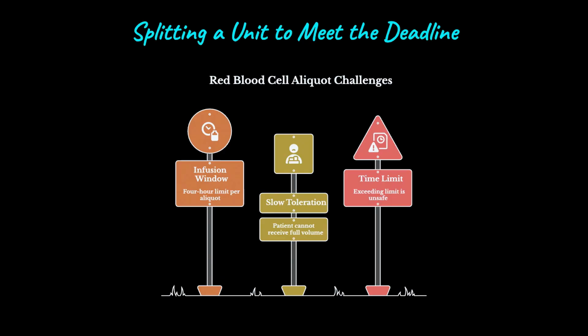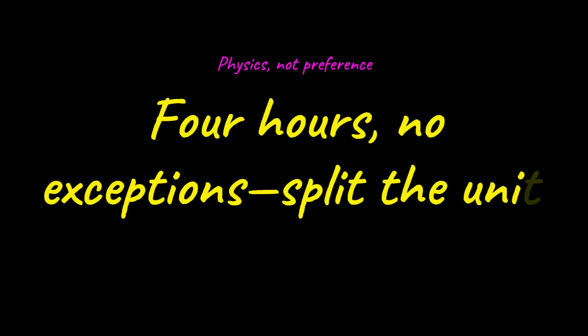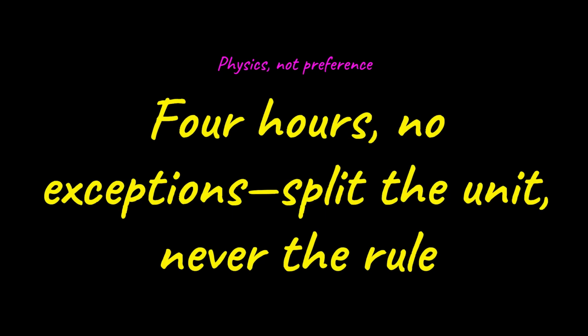When a fragile patient can only tolerate a slow infusion rate, the nurse never extends the unit past 4 hours. Instead, the blood bank splits the unit into smaller aliquots, so each portion can safely finish within its own 4-hour window. The 4-hour ceiling applies broadly across transfusion because it's rooted in bacterial growth physics, not patient tolerance. If the patient can't finish in time, split the unit, never stretch the clock.